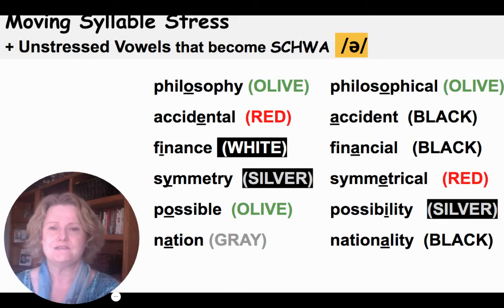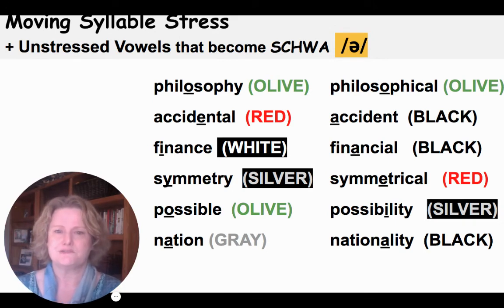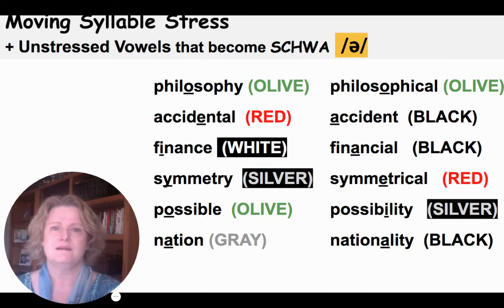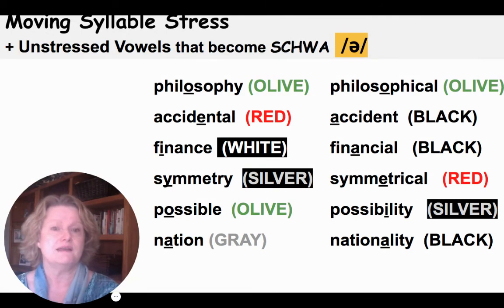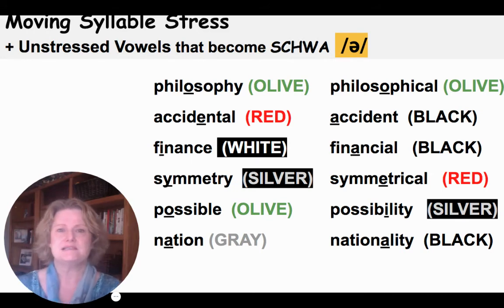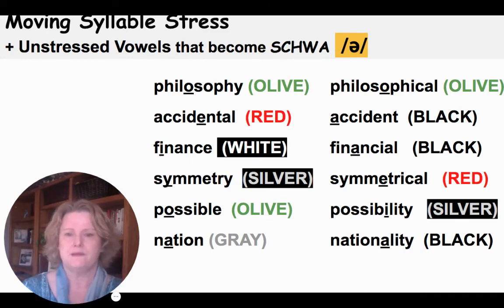Look at accidental. Stress is on the E, which is red. Everything else is schwa, accidental. Accident has a stress on A, which is black. The other two are schwa, accident. Finance is white, but financial is black. There's a little bit of white there in financial, but this last vowel sound is schwa.